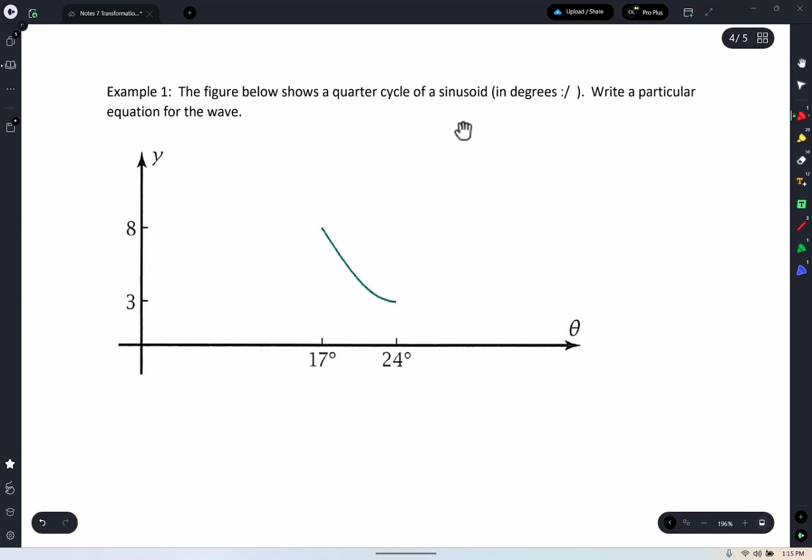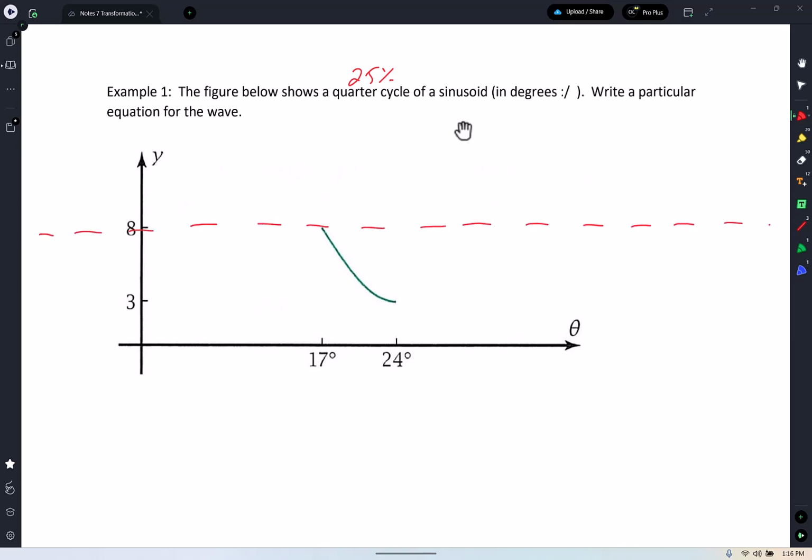Let's read this first. It says, the figure below shows a quarter cycle, so a quarter cycle, 25%, of a sinusoid in degrees. Write a particular equation for the wave. Okay, 25%. So that means I either go from a high to the point of inflection in the middle, that's 25%, or from the midline to the low, that's 25%, or from the low to the midline, that's 25%, or from the midline to the high, that's 25%. Does that make sense? So what does this 8 look like? Does it look like a high, a midline, or a low? It looks like a midline. That means this 3 must be the low.